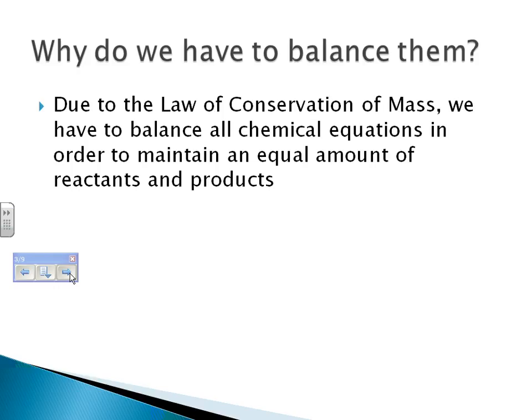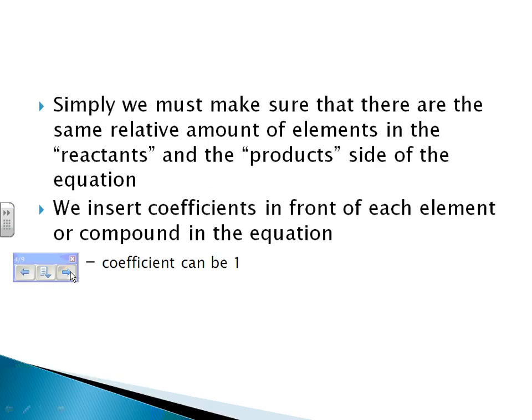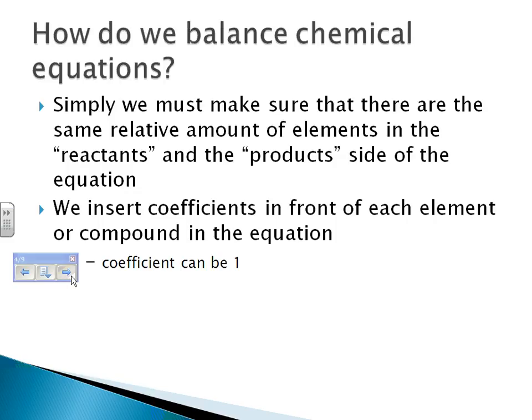Well, then how do we balance a chemical equation? You have a lot of questions, Andrew. To have a balanced chemical equation means that you have an equal amount of each element on the same side of the equation. Coefficients are put in front of each element or compound in the equation.